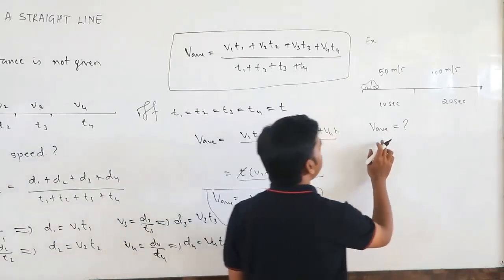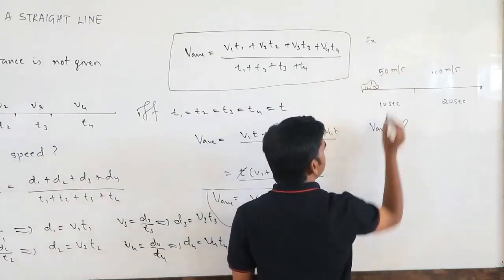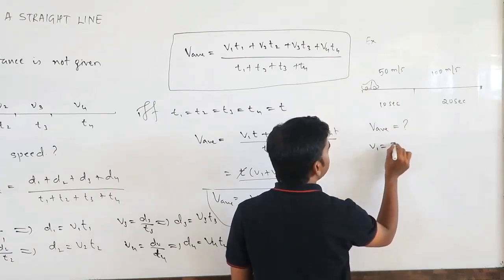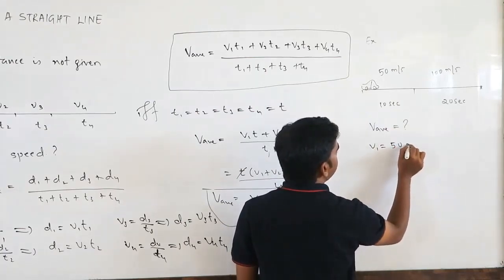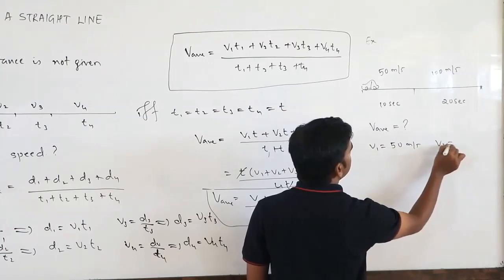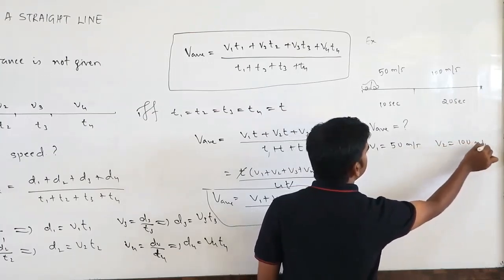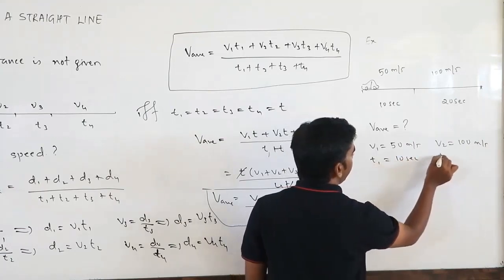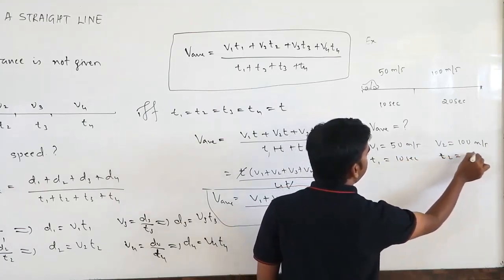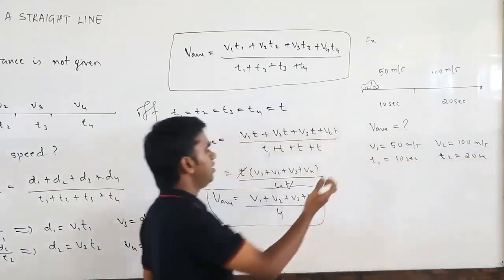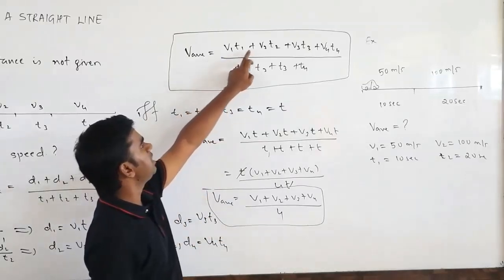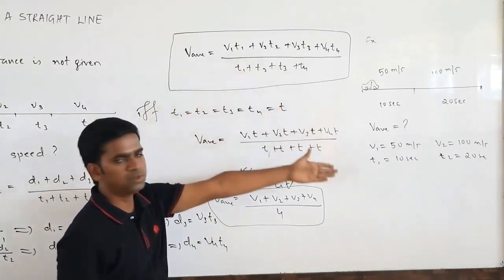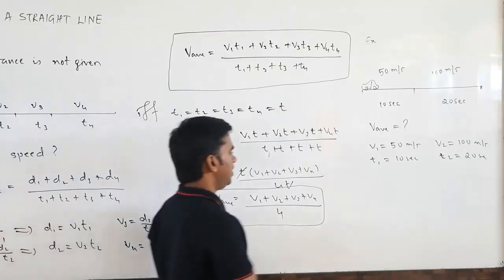So how can we calculate? V1 is given. V1 is 50 meter per second. V2 is 100 meter per second. T1 is 10 seconds and T2 is 20 seconds. You know V1, T1, V2, T2, so you can easily get the V average.